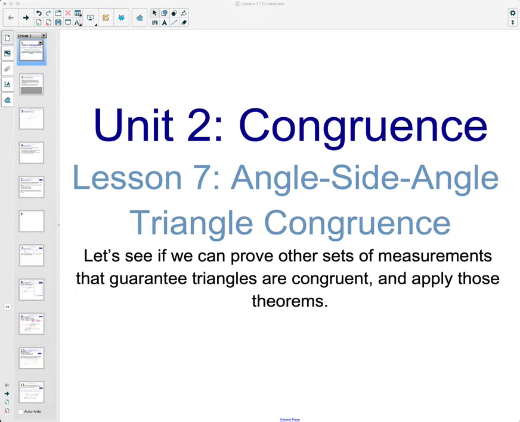In lesson 7, we are going to talk about the angle side angle triangle congruence. So we're going to see if we can prove other sets of measurements that guarantee triangles are congruent.